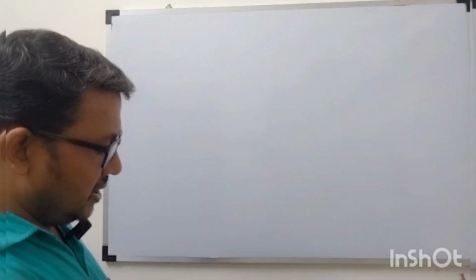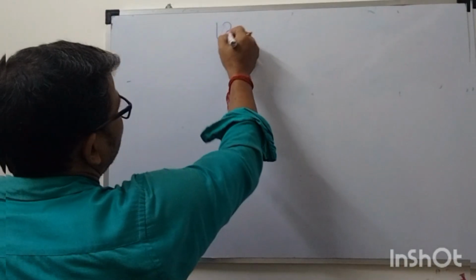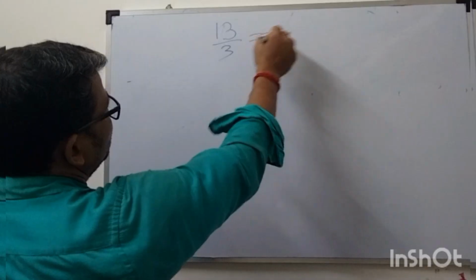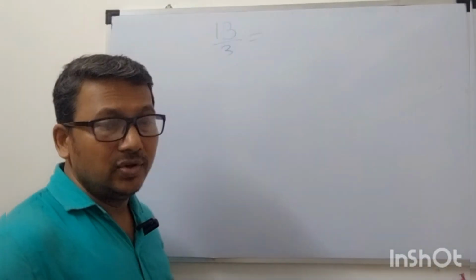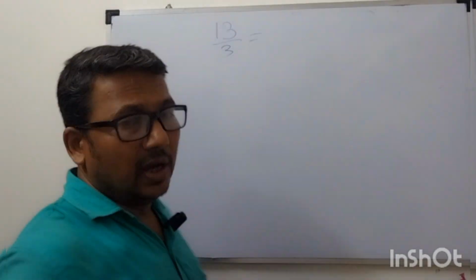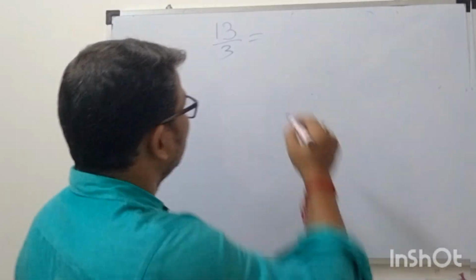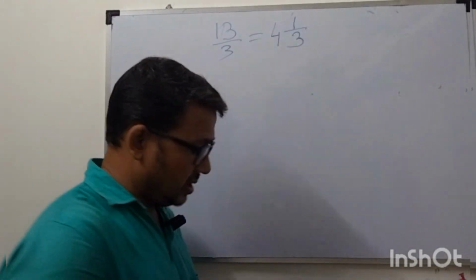Suppose we have been given 13/3. We have to put this number on the number line. How can we do that? Suppose 13/3. If we turn this number into a mixed fraction, what will we get? We will get 4 and 1/3.